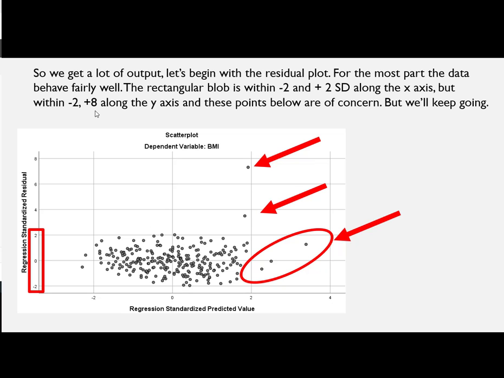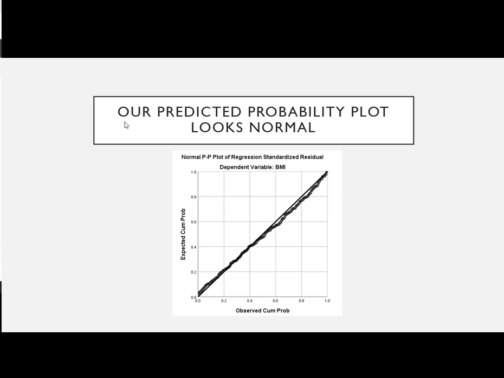So we get a lot of output. So let's begin with the residual plot. For the most part, the data behave fairly well. So here we are between plus or minus 2, and then we're out here. So 3 would be about right here, and this guy is a problem. This guy's not too bad. And then this guy's definitely a problem because that's standardized, that's 8 standard scores away. This one is beyond 3, so we have a few, but we're just going to keep going.